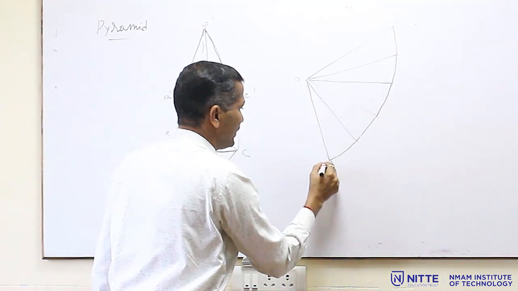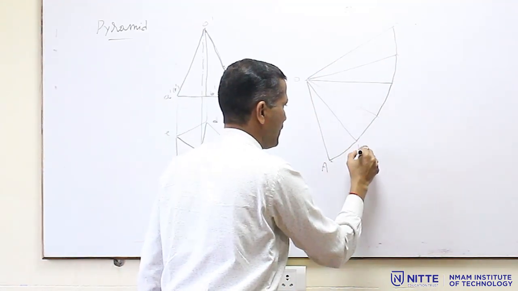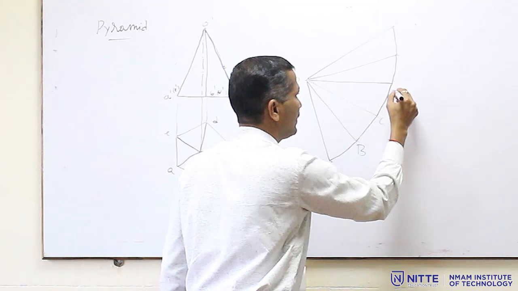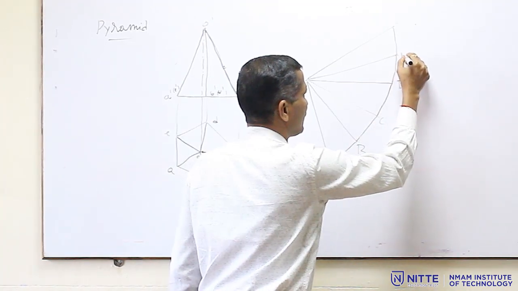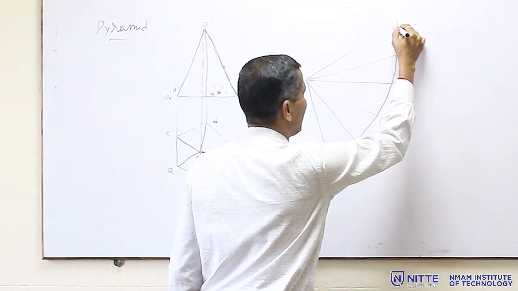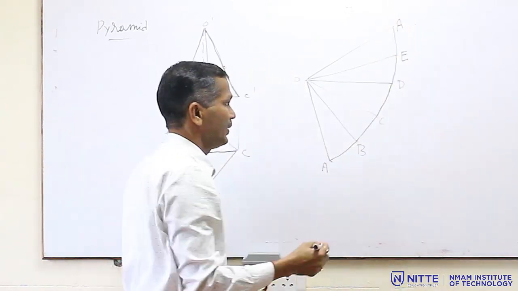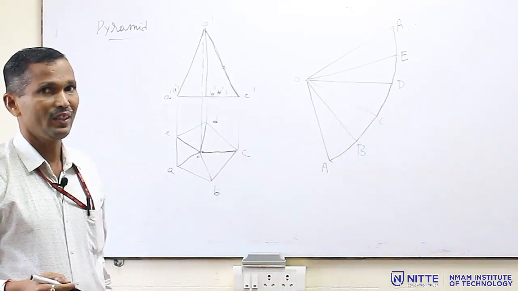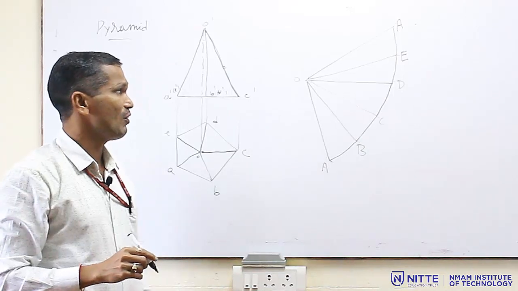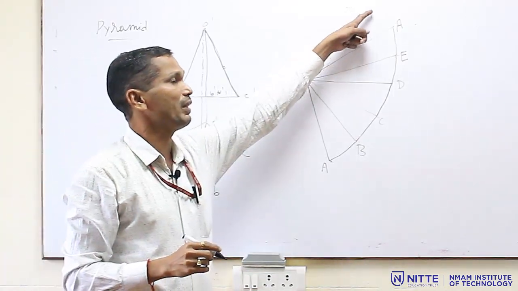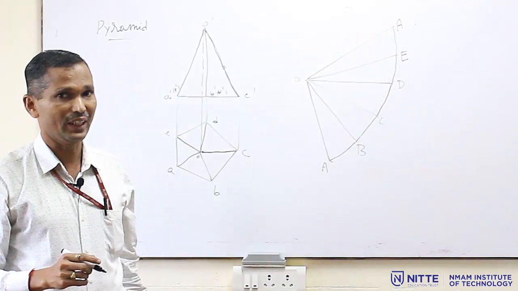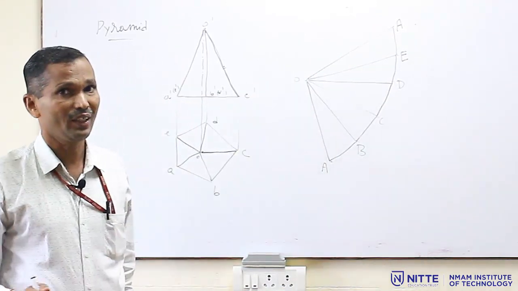Then name it. So, this is A, B, C, D, E and A. So, this is the development of a pentagonal pyramid. If it is a hexagonal pyramid, then one more segment of the triangle will come. So, that is how the pyramids are drawn.